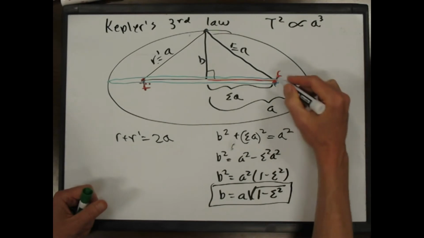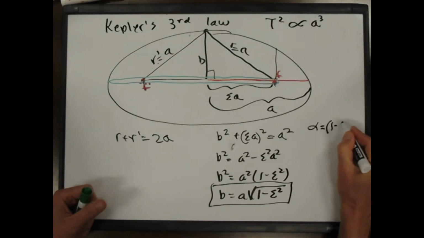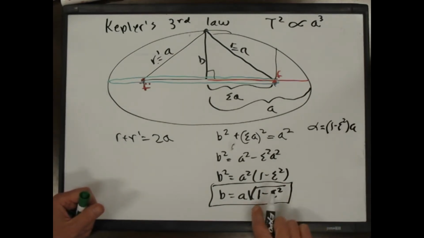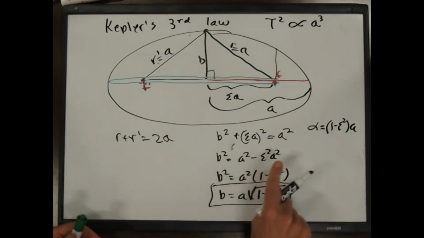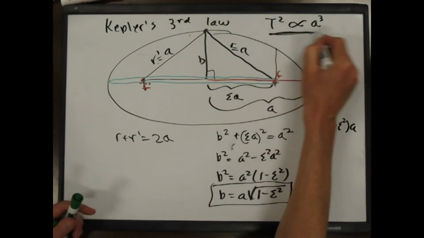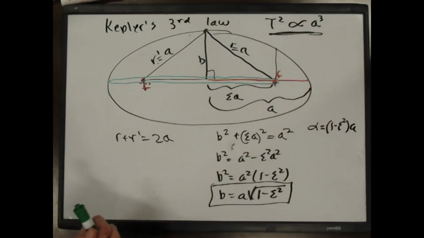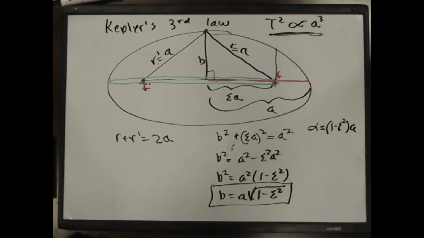By the way, if you remember, this distance here was called the latus rectum, and it was equal to 1 minus epsilon squared times a. And so these two differ by a factor of the square root of 1 minus epsilon squared. All right, so we're going to use this little piece of information about b as part of our proof that the square of the period is proportional to the cube of the semi-major axis.